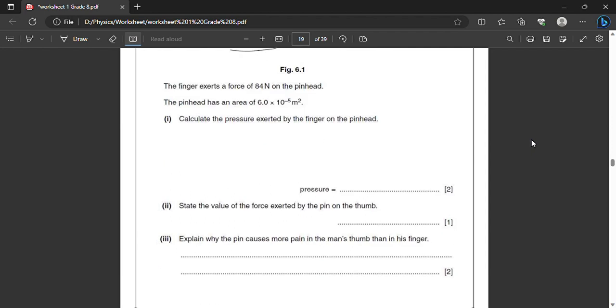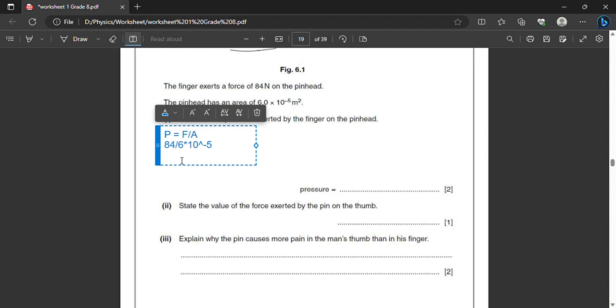So let's calculate pressure. The formula to calculate pressure is, let me write capital P, pressure is equal to force over area. So if you do it like that, it will be 84 divided by, let's write the whole thing, 6 times 10 exponent minus 5.